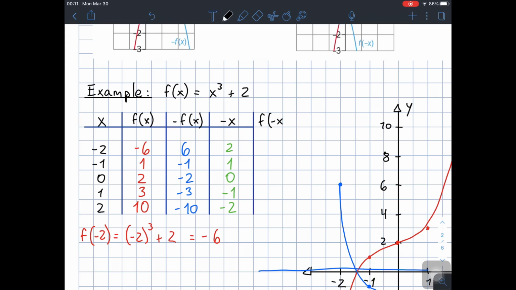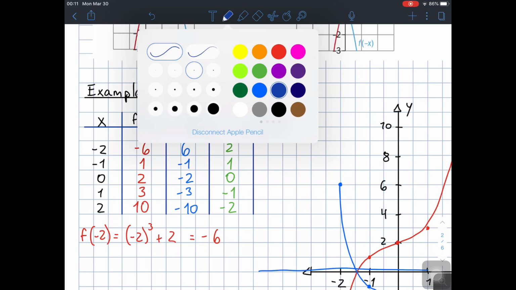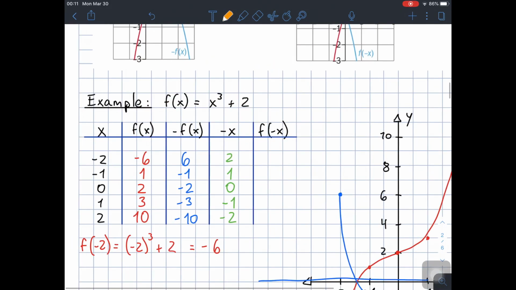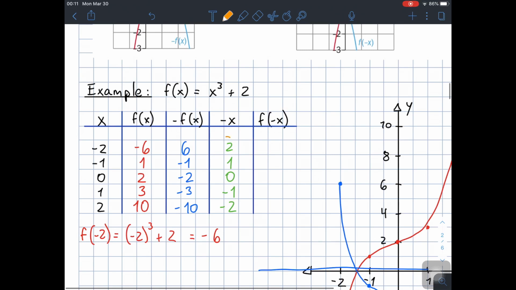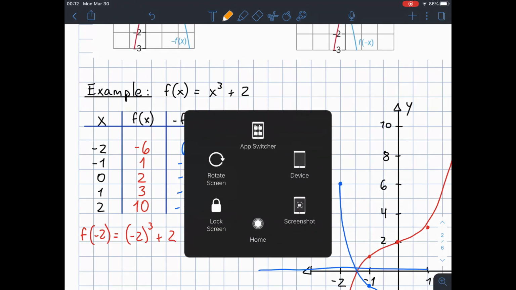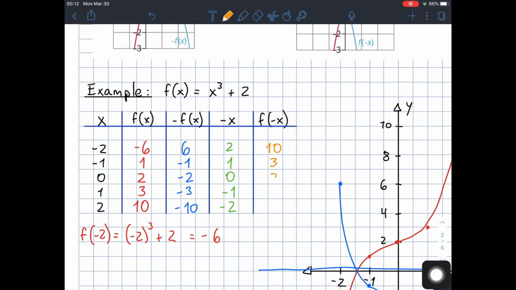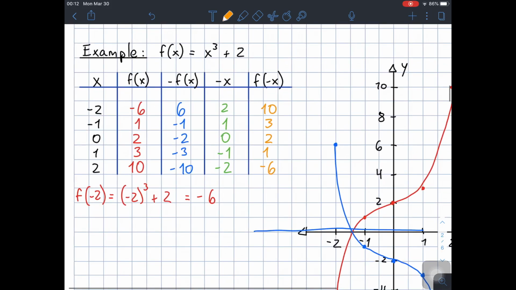f of minus x. What should I do here? I need to plug these values of x into my function in order to get f of minus x, okay? So the first value would be for 2. You see that it's the same value as this one, so I'll get 10. Then I'll get 3, 2, 1, and negative 6. Okay? If I plug in those values.